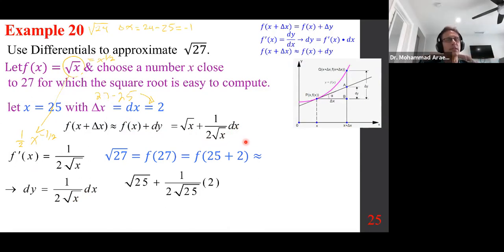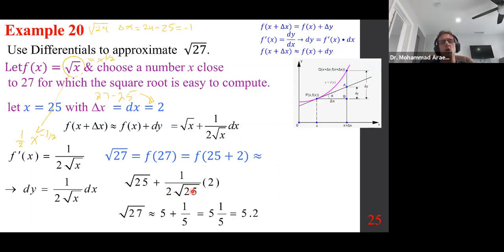So I hope you see all these steps. This is how you're supposed to write step by step when you do this problem, so you can remember the process accordingly. Square root of 25 is 5. Square root of 25 is 5. These two cancel out the 2. So you get 5 plus 1/5, which is 5.2.